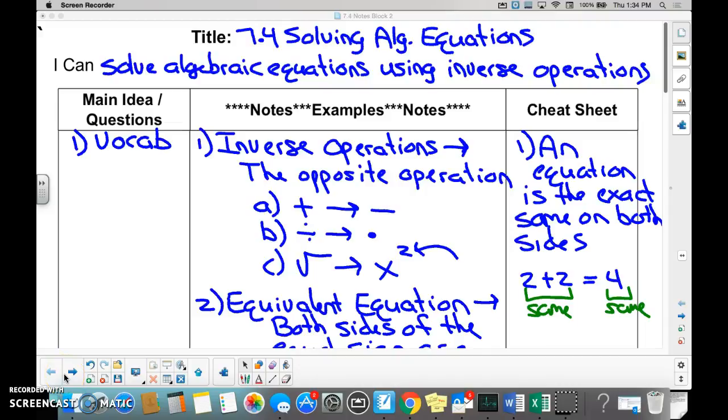7.4. Solving algebraic equations. I can solve algebraic equations using inverse operations.